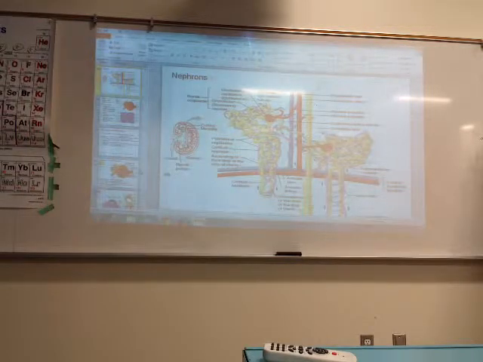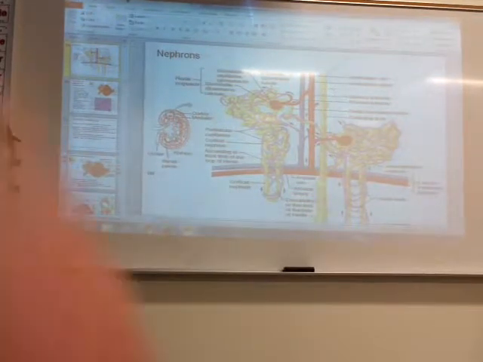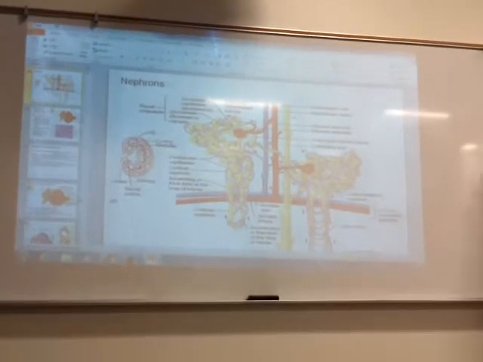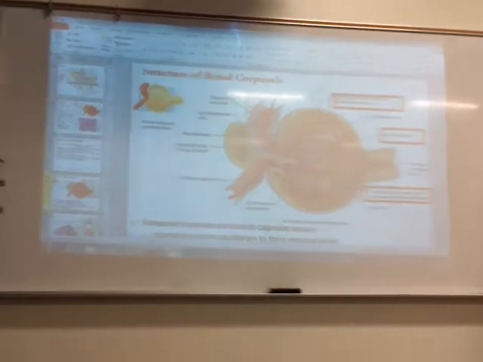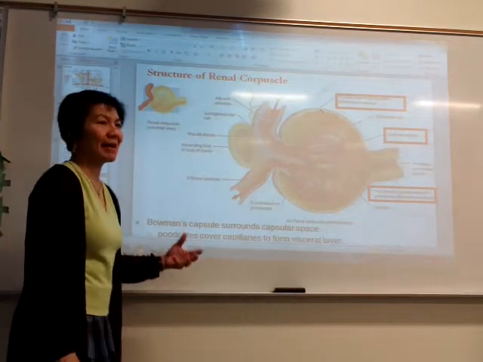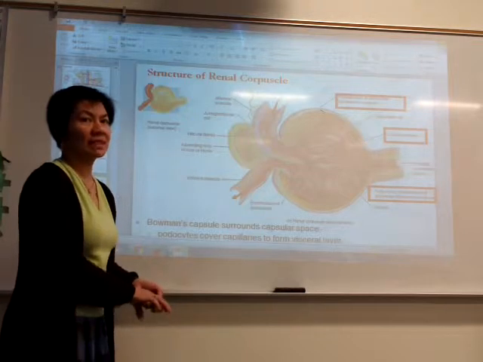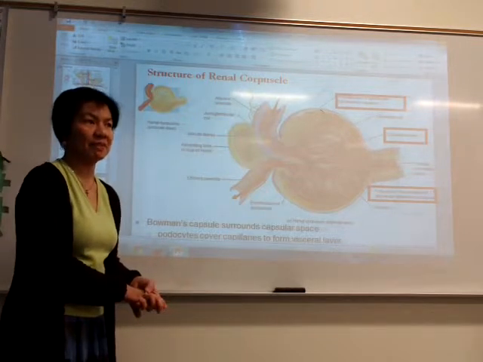is to filter out what's in your blood. That's how you form urine, right? We form urine by filtering out substances that are in your blood. This slide shows you a higher magnification of the first part where that filtration happens.